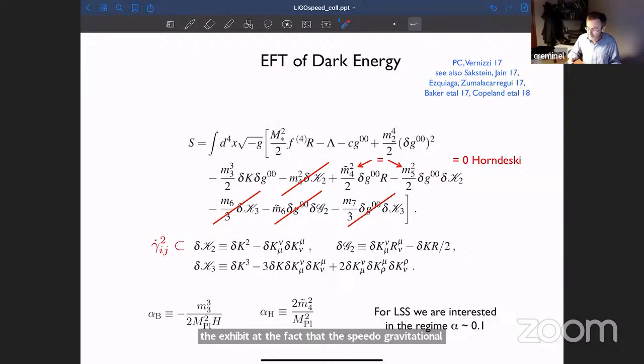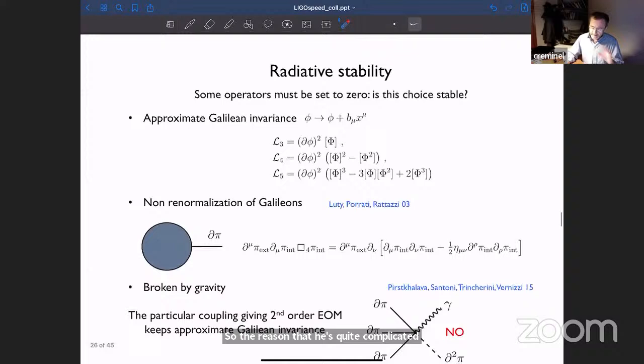The reason is quite complicated, but this Lagrangian that I was describing has many approximate symmetries. Just to flash some names, there is an approximate Galilean invariance. So Galilean invariance is this symmetry: instead of having a shift symmetry on a scalar, which is typical of a Goldstone boson, you have a more sophisticated symmetry in which the scalar is not shifted by a constant, but it is shifted by something which is linear in the coordinates. Okay.